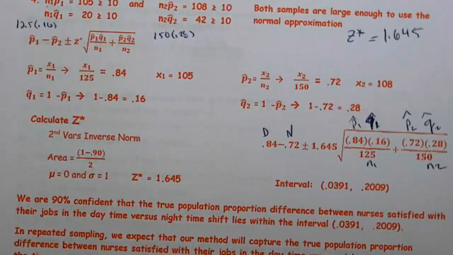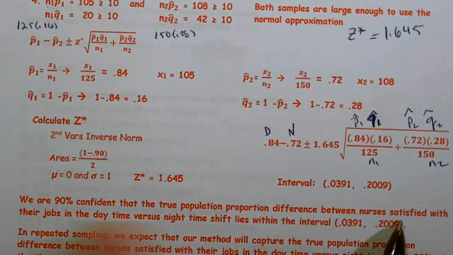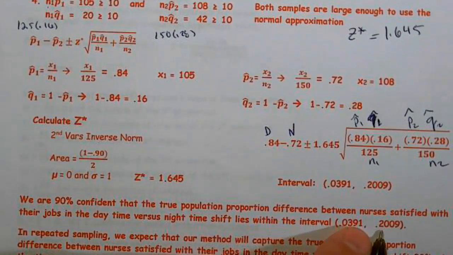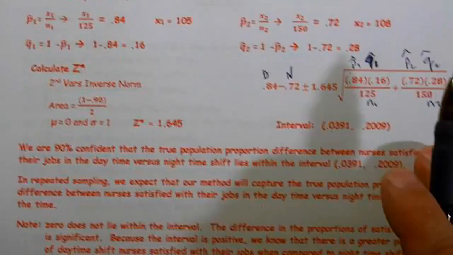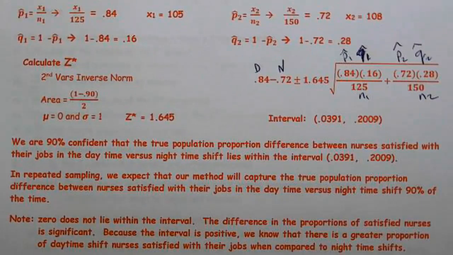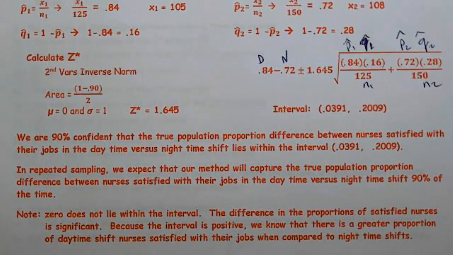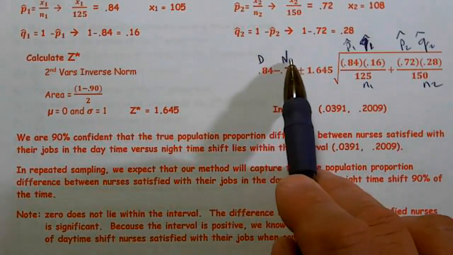Okay. So we are 90% confident the true population proportion difference between nurses satisfied with their job daytime versus nighttime lies within the interval 0.0391, 0.2009. Repeated sampling, we expect this method will capture the true population proportion difference between nurses satisfied with their jobs in daytime versus nighttime 90% of the time. And if we notice, 0 is not in the interval again. So that means it's statistically significant.